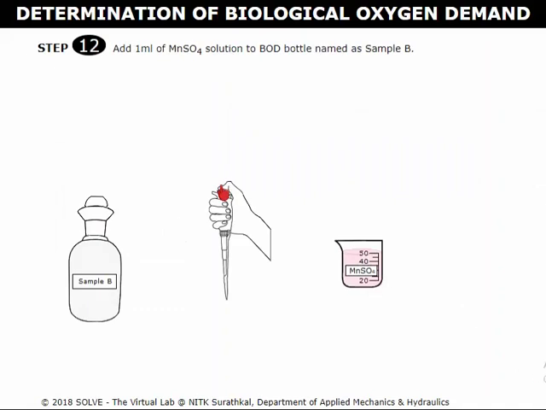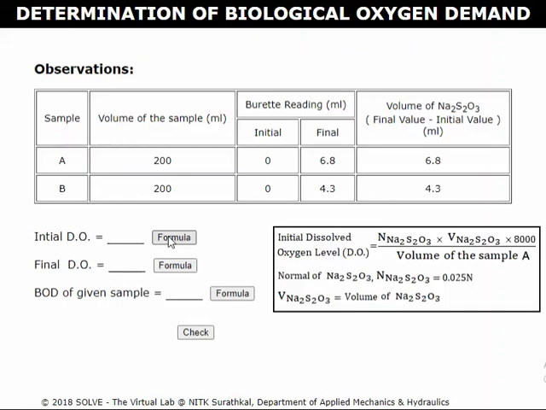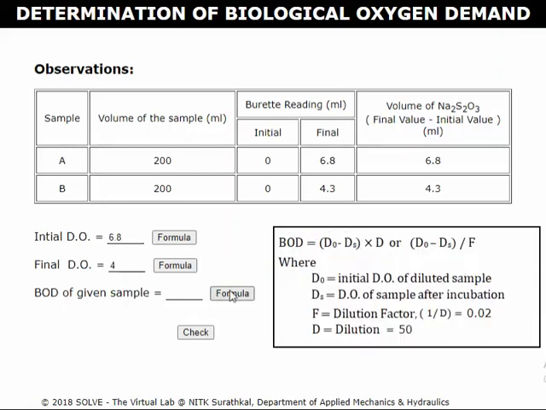Repeat the same steps for sample B as done for sample A, that is from step 2 to step 9. These are the observations for sample A and sample B. We can calculate the initial DO by using this formula. Enter the calculated value here. Final dissolved oxygen level is calculated using this formula. And the biological oxygen demand of the given sample is calculated by using this formula.